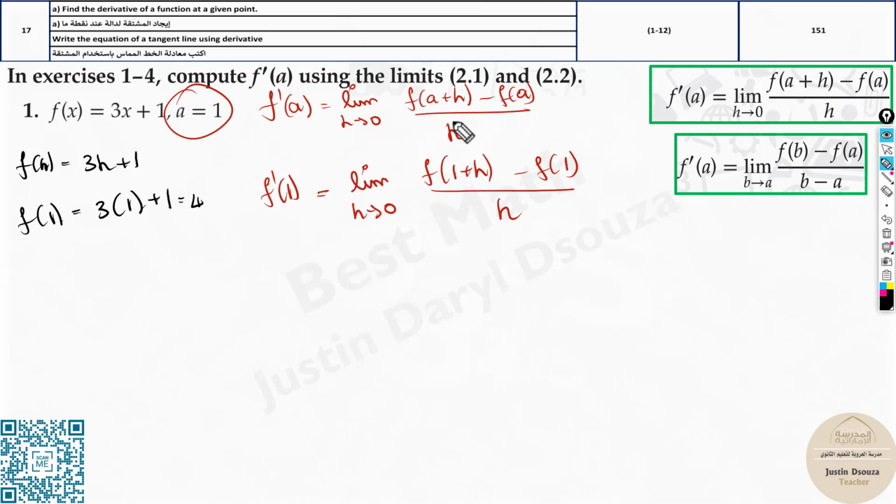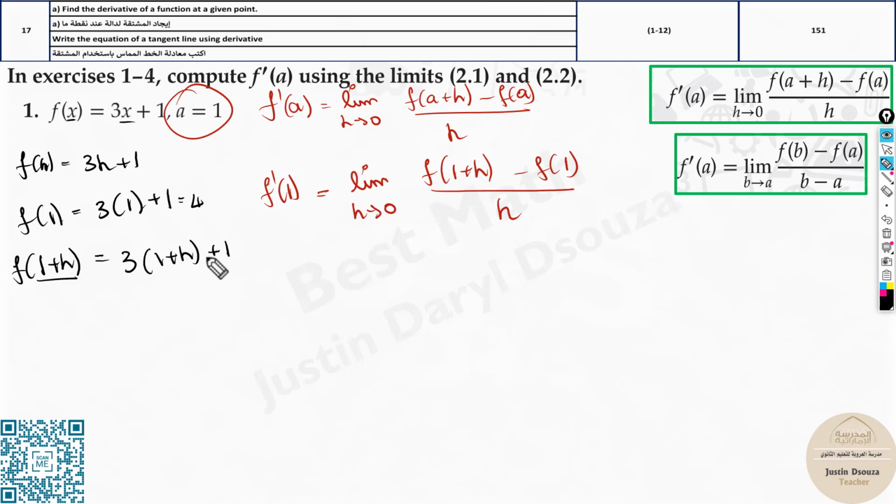Now what about here? What do they want? a plus h is simplified to 1 plus h. What about f of 1 plus h? See, f of 1 we have already got, it's 4. But what about f of 1 plus h? Now here, when it was f of h, instead of x we put h. But now we have to put this entire thing instead of x. It will be 3 into x, which is 1 plus h. See, here we have 1 plus h. So we just substitute over here. Then the remaining plus 1. This is it.